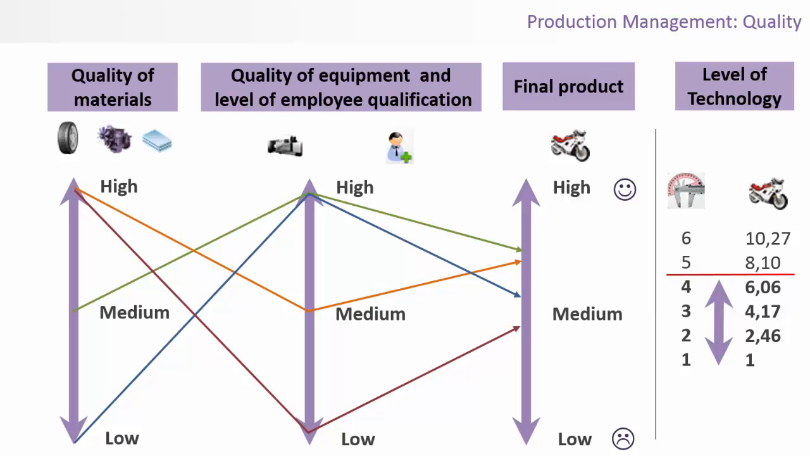A second part is the qualification level of your employees and the quality of equipment they will be using during the assembly. As you can see in the example, there are many variations of how medium quality can be achieved. To achieve the highest quality, you will need the highest quality of materials, the highest quality of equipment, and the highest level of employee qualification. However, there is one essential limitation: technology, or in other words, know-how.